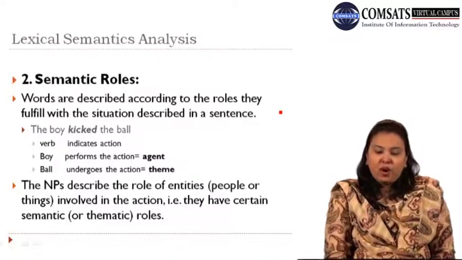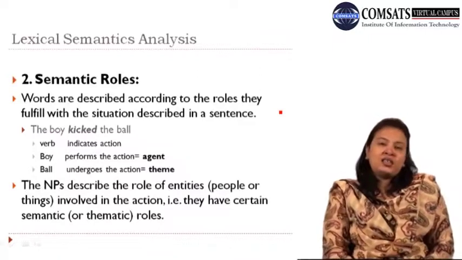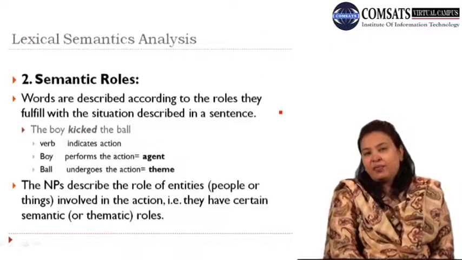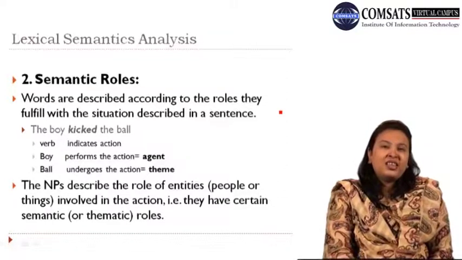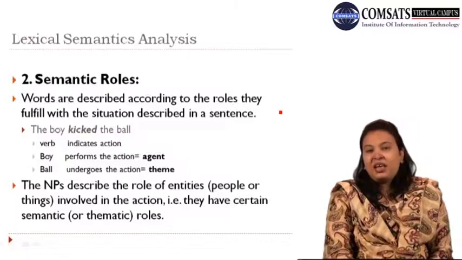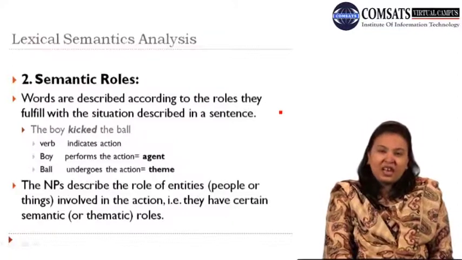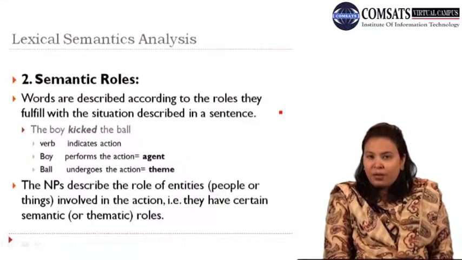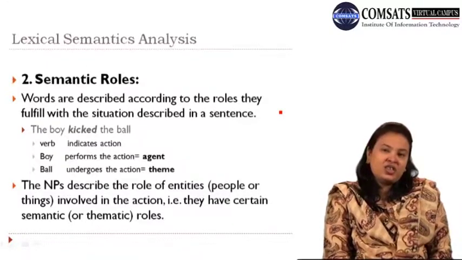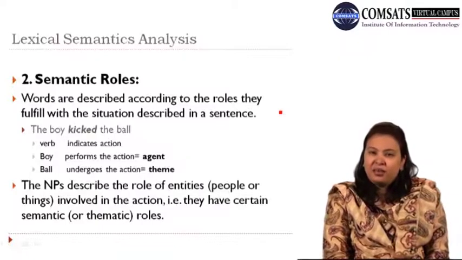The boy performed the action, he is the doer of the action, so he acquires the semantic role of agent. In semantics, the things that perform certain physical actions are labeled under the category of semantic role of agent. Now this action was performed on something. Object, what is the object? The ball. The ball undergoes an action, so the ball is a theme.